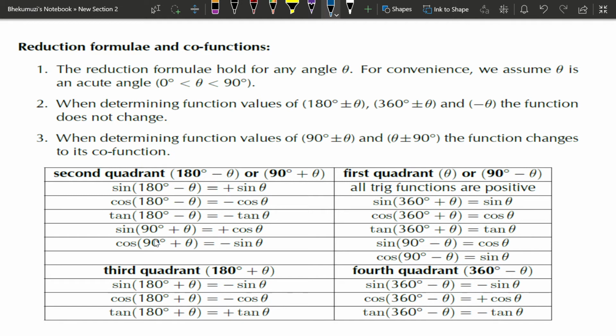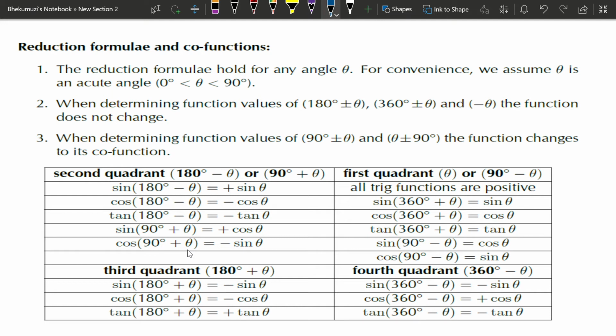Then you also have your cofunctions: sine of 90 degrees plus theta becomes positive cos theta. And if it's cos of 90 degrees plus theta, it becomes negative sine. A quick way of thinking of it: if I'm saying cos of 90 plus theta, it's a cos, but what is cos in the second quadrant? Because 90 plus theta lands in the second quadrant, the only thing that will be positive there is sine.